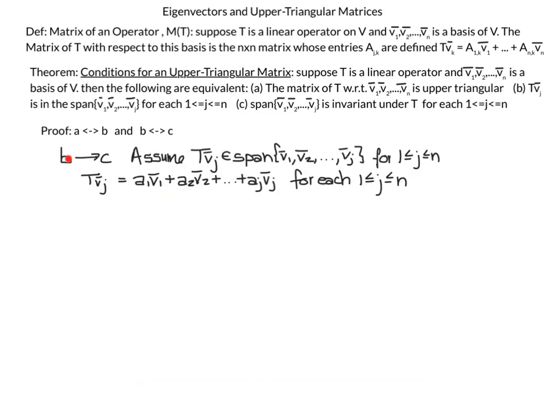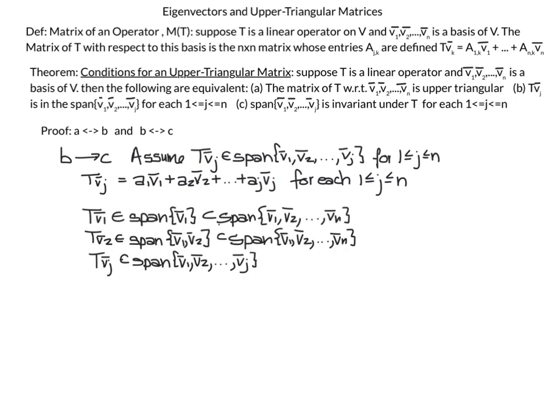Next, we'll prove that B implies C. So we're in this part of the proof. Assume from part B now that T of vj is in the span of the first j basis vectors. That is, T of vj can be written as a linear combination of the first j basis vectors. That implies T of v1 is in the span of v1, which is contained in the span of v1, v2, up to vn. T of v2 is in the span of v1, v2, which is contained in the span of v1 up to vn.